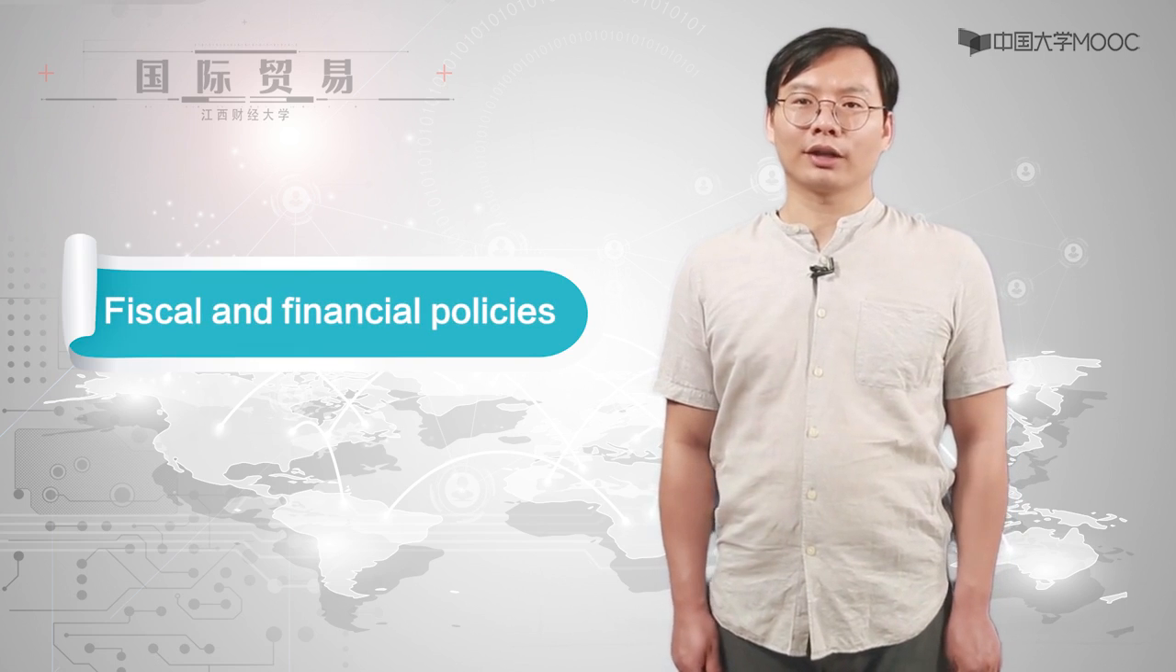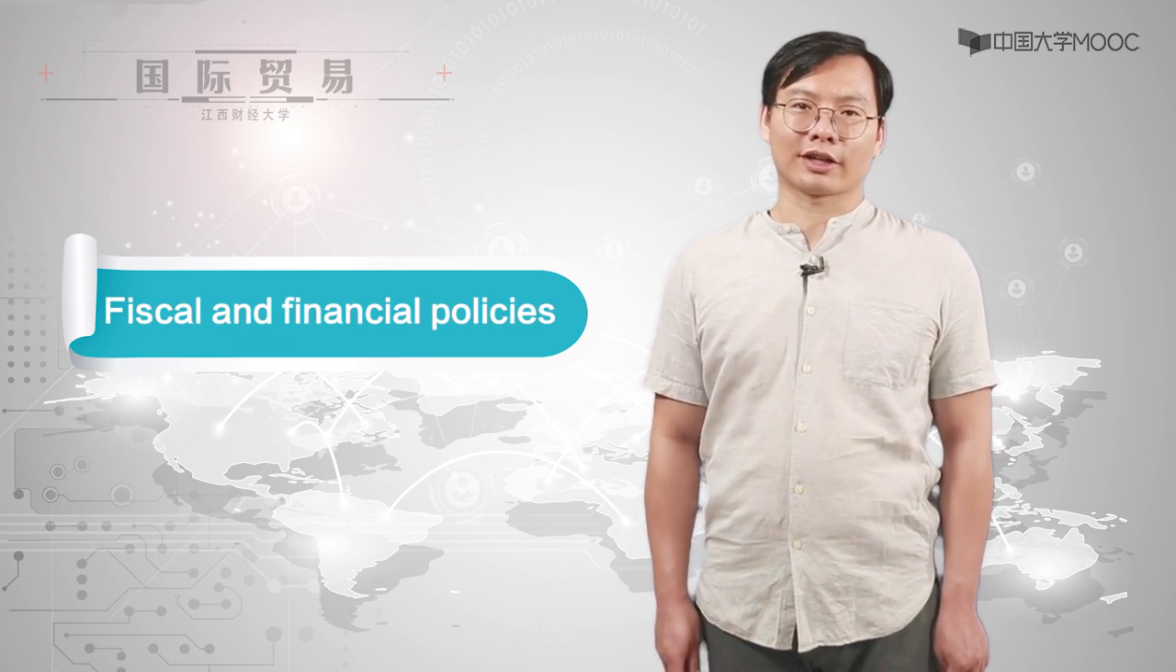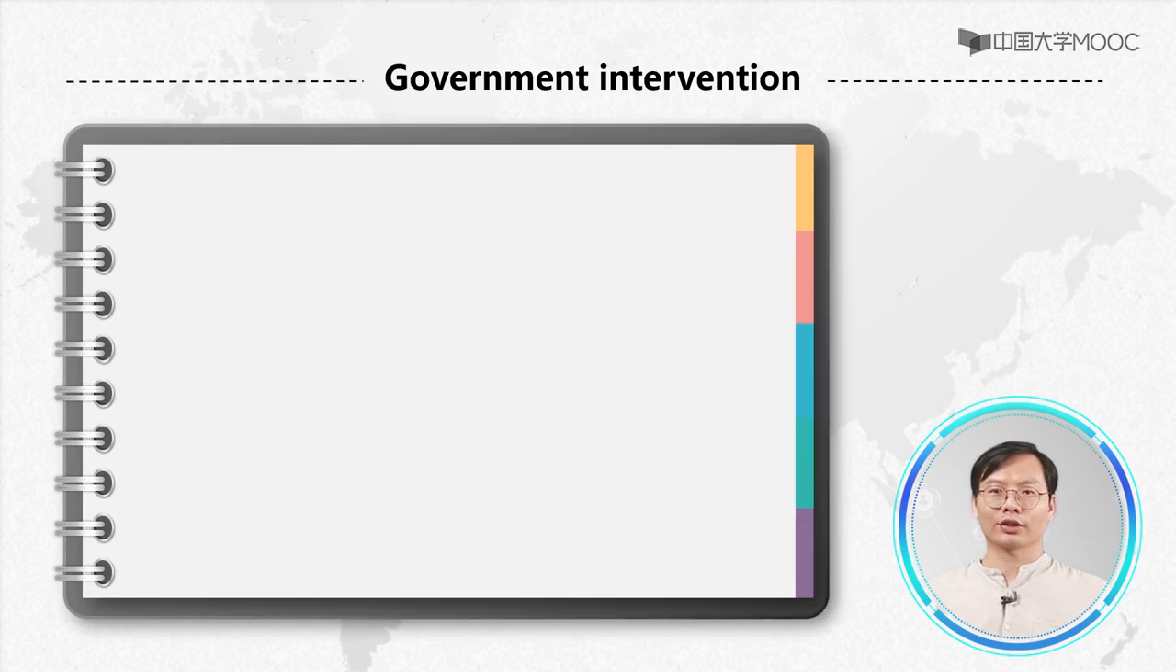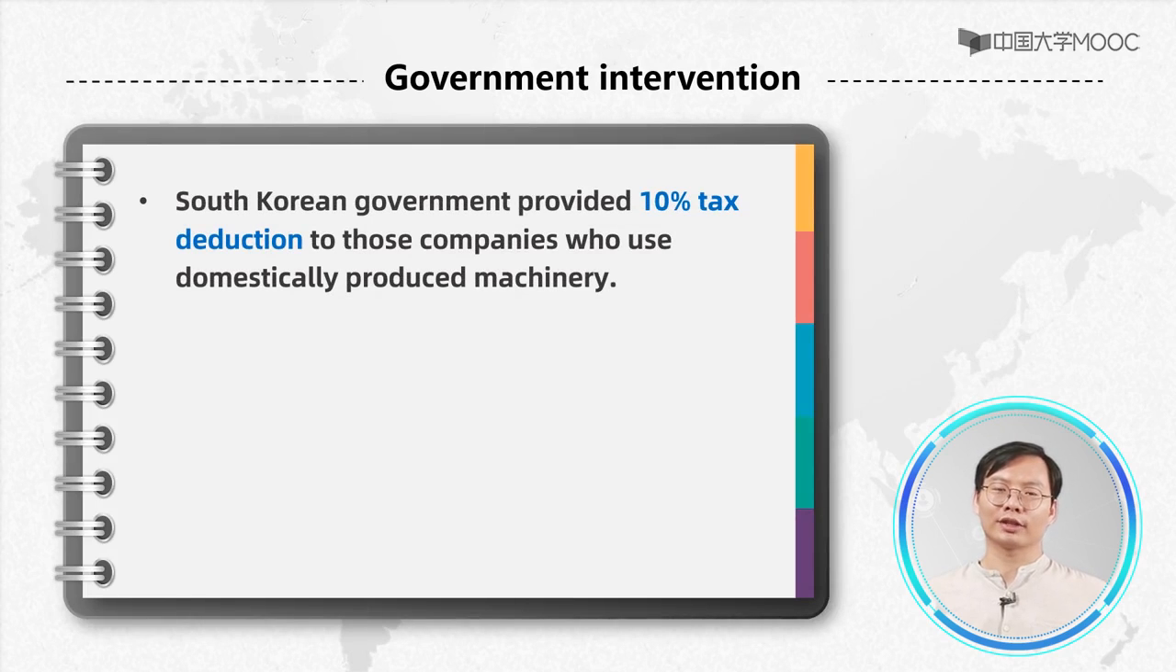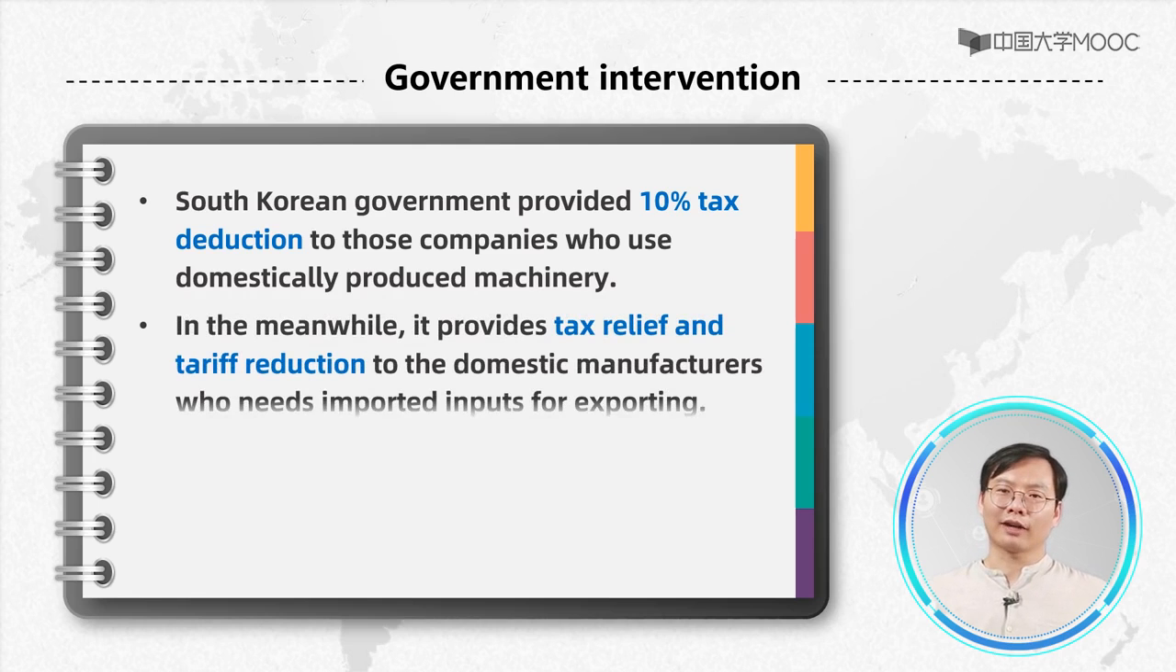Fiscal and financial policies are also emphasized in South Korea. The South Korean government provided a 10% tax reduction to those companies who use domestically produced machinery. Active investment promotion in the machinery sector provided a bias for future growth. In the meanwhile, it provides tax relief and tariff reduction to domestic manufacturing sectors who need imported inputs for exporting.